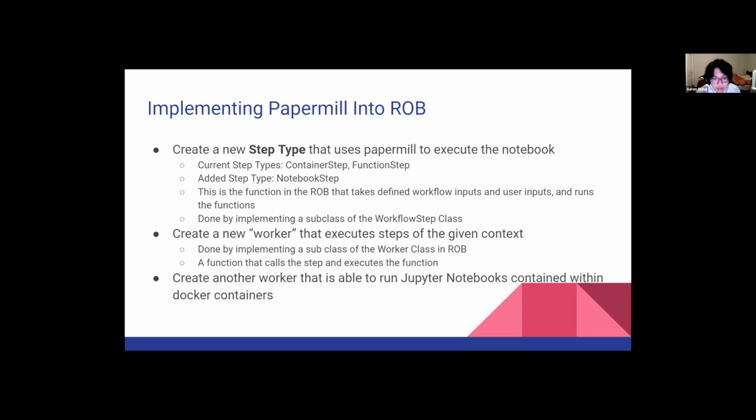What a worker does is that it executes steps of a given context. What this allows the ROB to do is it allows different steps to use different step types. For example, if you had a workflow that wanted to take a training step as a Jupyter notebook and then a validation and then a pre-processing step as a Python script, you would call a Python worker first for the pre-processing step, and then you would call the notebook step using the notebook worker. So these were the two main tasks I needed to complete to ensure that the Papermill worked with the ROB.